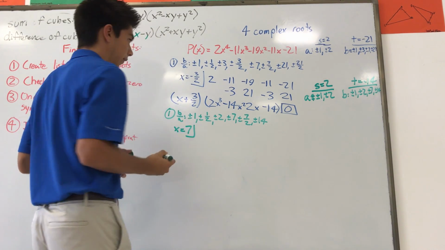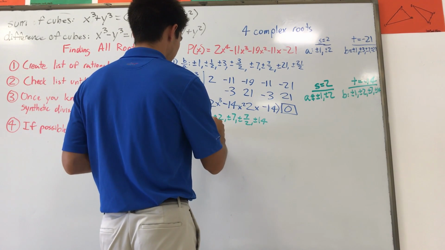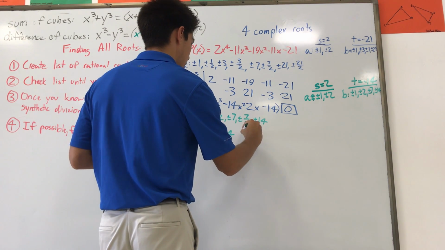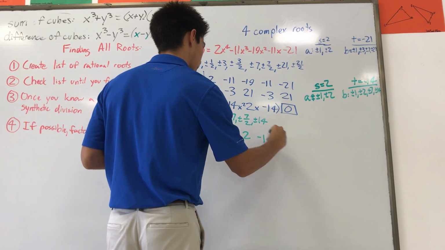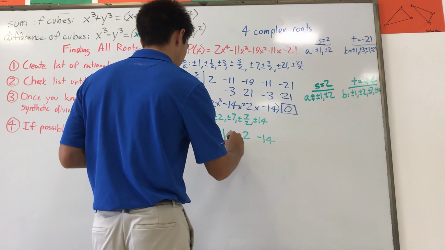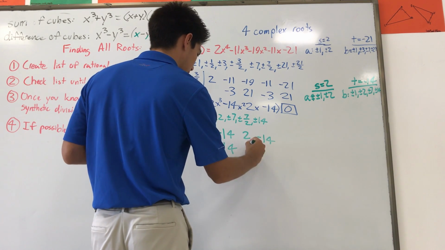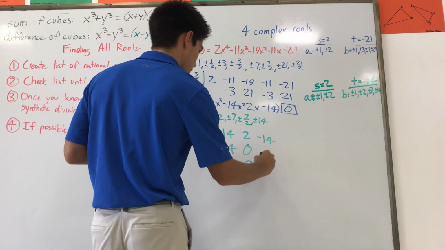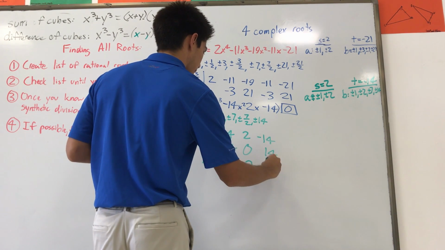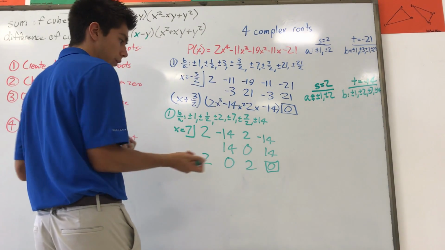I'm going to do synthetic division again, and I'm going to pull this out and write it as 2, negative 14, 2, negative 14. There's actually a little pattern going on here. So I drop my 2 down, multiply it by 7, I get 14 here. So this becomes 0. 0 times 7 is 0. This is 2. 2 times 7 is 14. So this is going to be 0. So this is my remainder of 0, which means that it is a root. X equals 7 is a root, which we just proved.